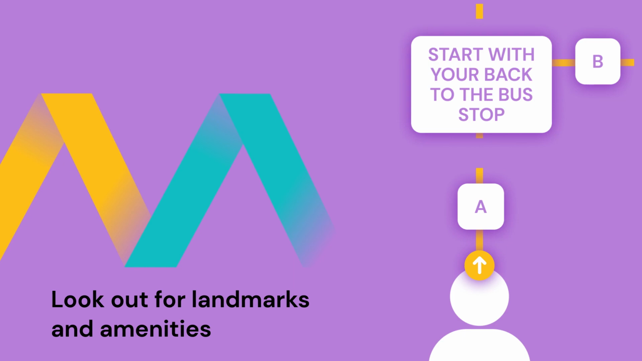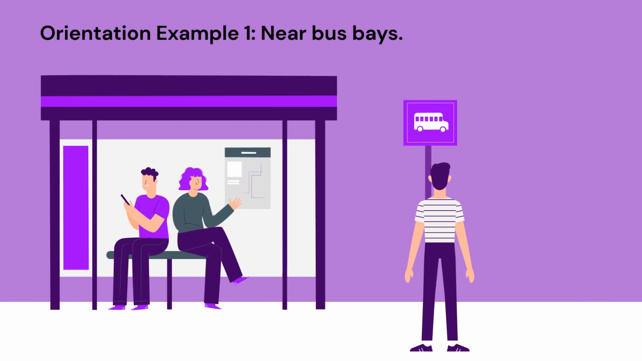Here are some examples of orientation instructions that you will receive when using the Waymap app. Orientation example 1. Near bus bays. Stand near the bus bay C with your back to the curb and prepare for your first instruction.